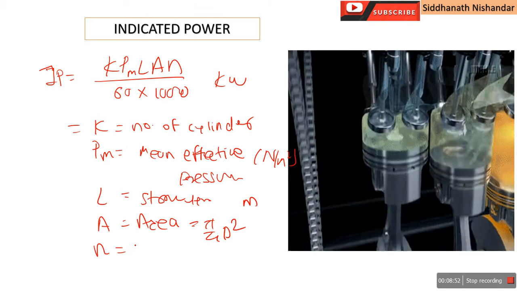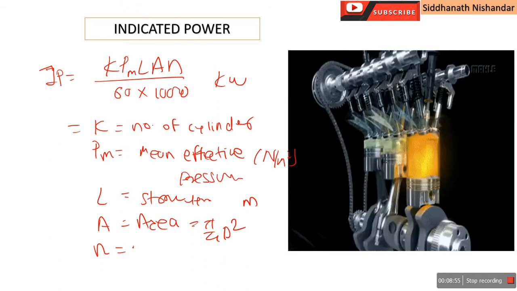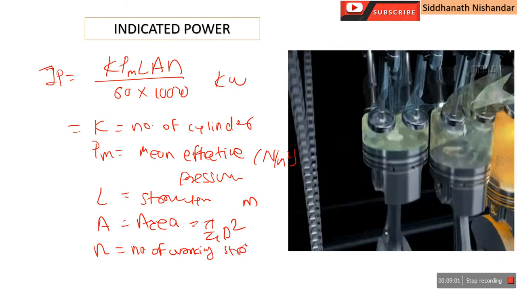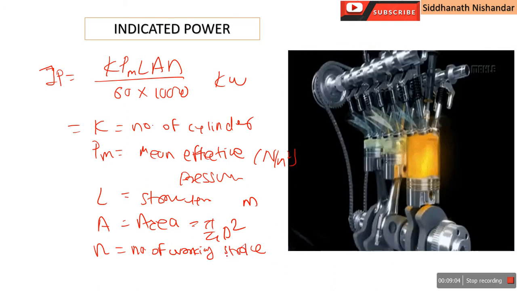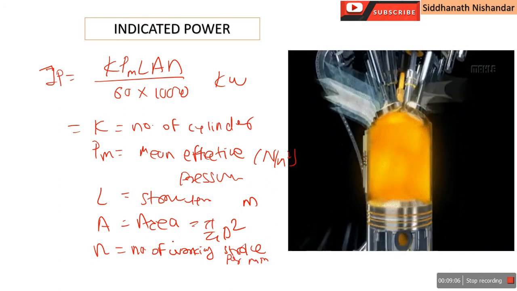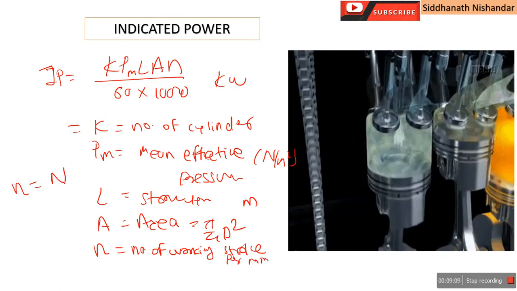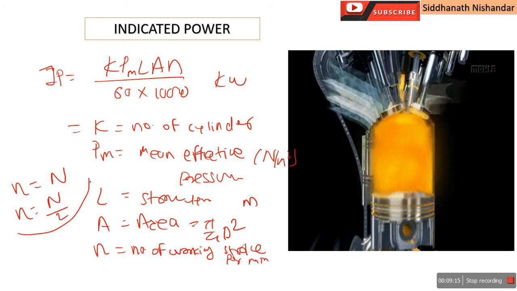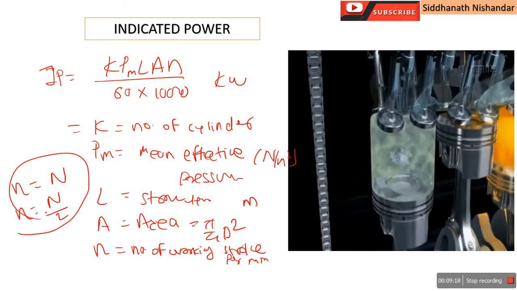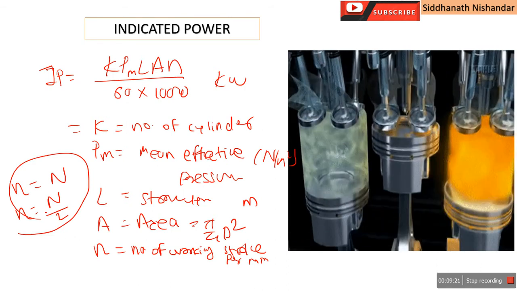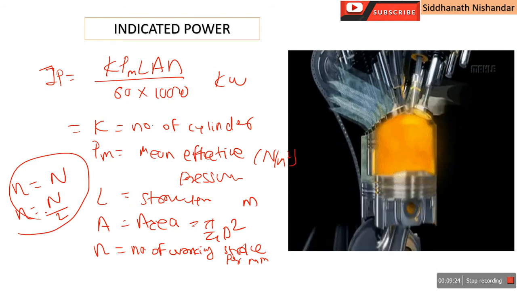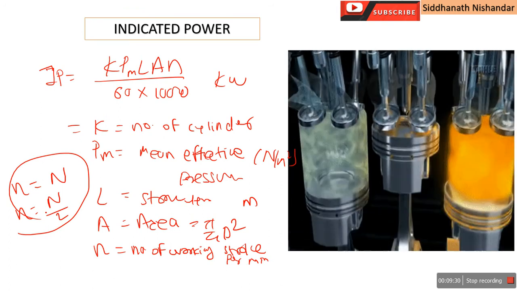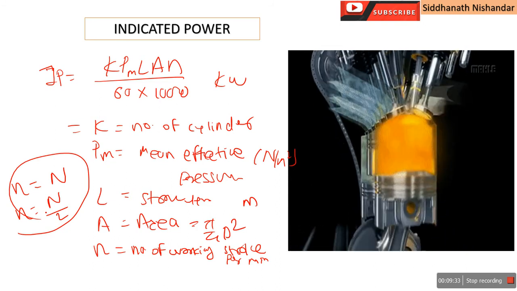Small n is the number of working strokes per minute. I again repeat, small n is the number of working strokes per minute. Small n is equal to capital N for 2 stroke, and small n is equal to N by 2 for 4 stroke. Always remember that, because in a 2 stroke engine, in one revolution we get 1 power stroke, but in a 4 stroke engine, in 2 revolutions of the crankshaft we get 1 power stroke. That is the indicated power, Kaplan.